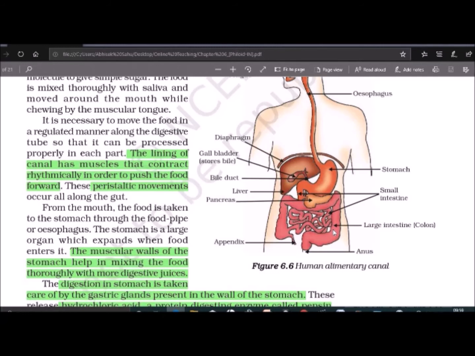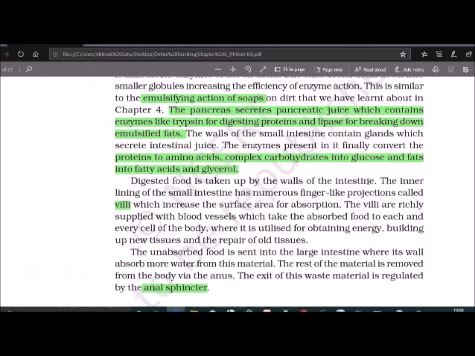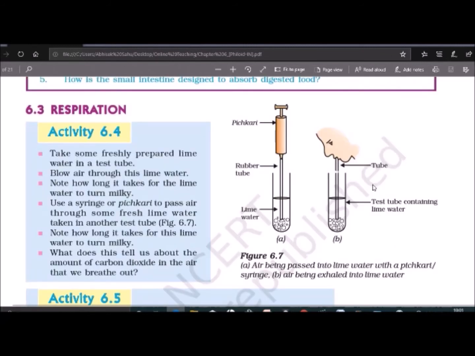The exit of this waste material through the anus is controlled by a muscle located at the end of the digestive tract, called your anal sphincter. Here we have completed the part nutrition in human beings. As we have already completed the part nutrition, now we will learn about respiration.